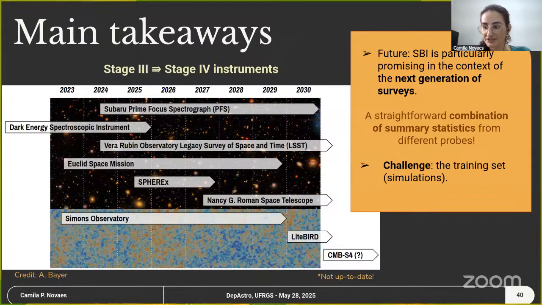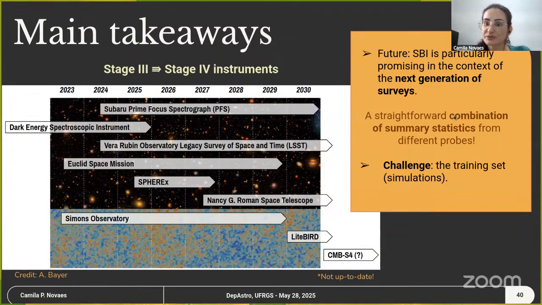So I will just finish here because I think I reached the time. But just to finish, I would like to show you this figure. It's not up to date, but it can show you the many instruments that are taking data and expected to take data in a near future. And this next generation of surveys will be particularly beneficial with this kind of approach, the SBI approach.